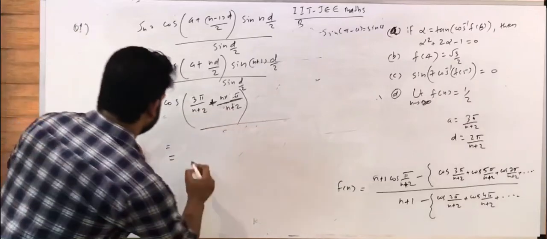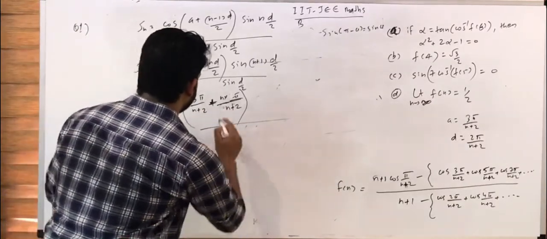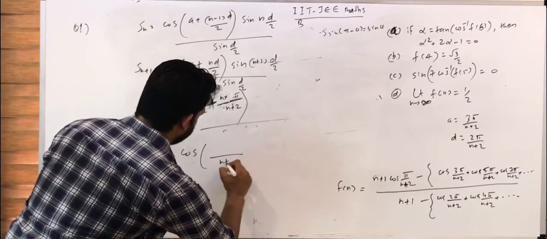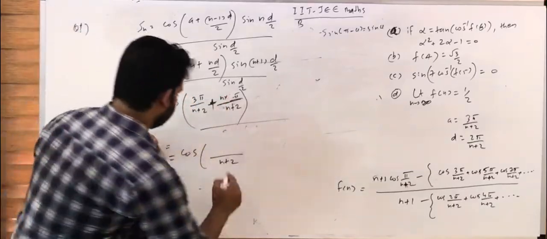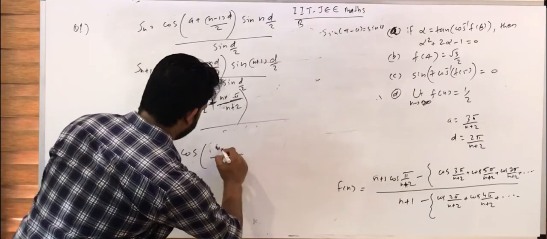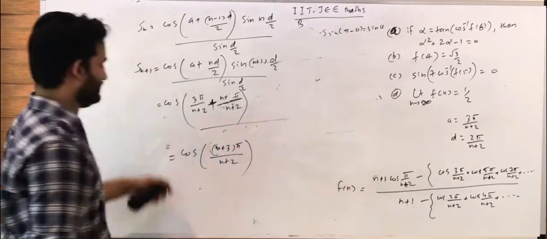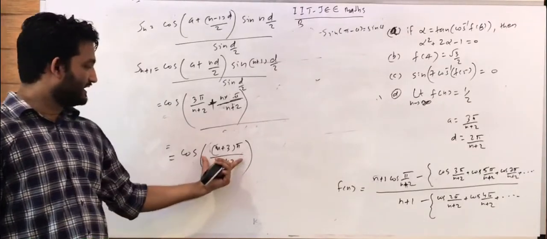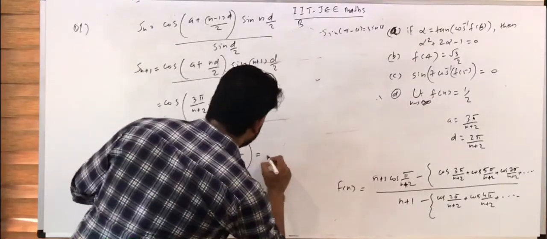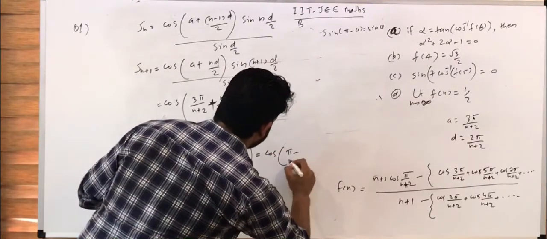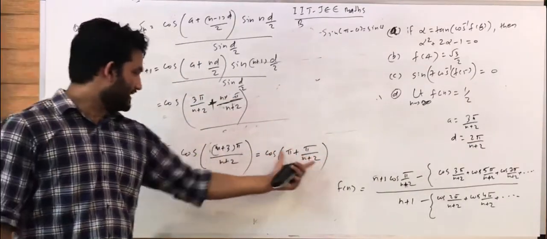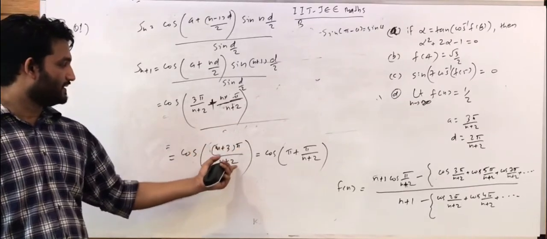Here we can write cos of, the denominators are the same, so the denominator is the same, and in the numerator it becomes 3 pi or n plus 3 into pi. This we can also write in terms of complementary angles, that is cos of pi divided by pi plus pi divided by n plus 2. This is the same as n plus 3 into pi divided by n plus 2.